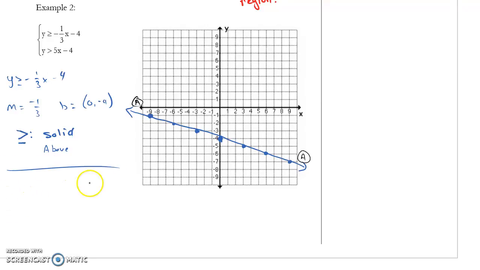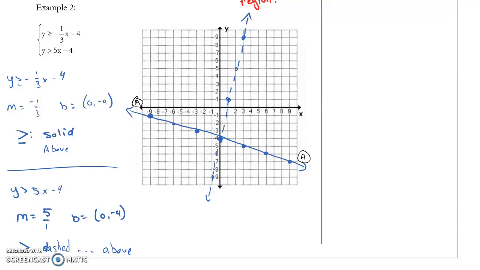and move to my second inequality. Y is greater than 5x minus 4. Go ahead, pause, and try to graph that line. So we should see these have the same y-intercept at -4, but this slope of 5/1 means it's pretty close to vertical. It's a dashed line because of the symbol. I will shade above this one as well.